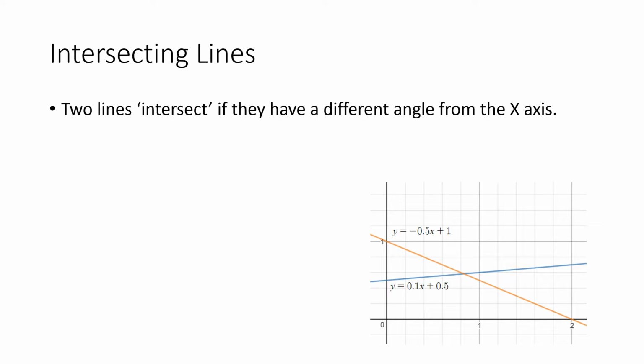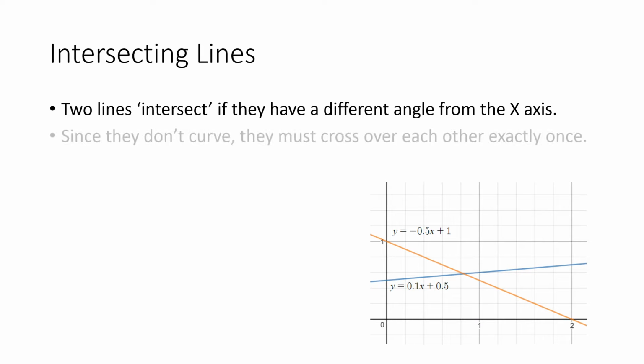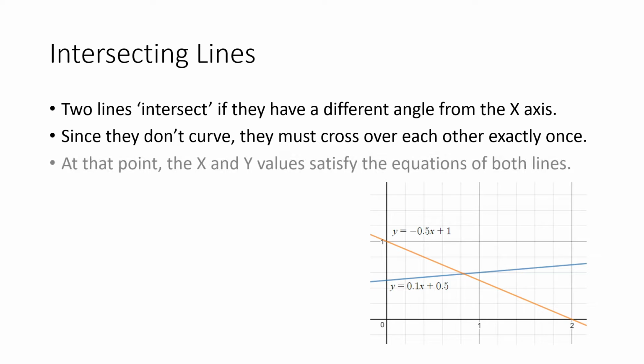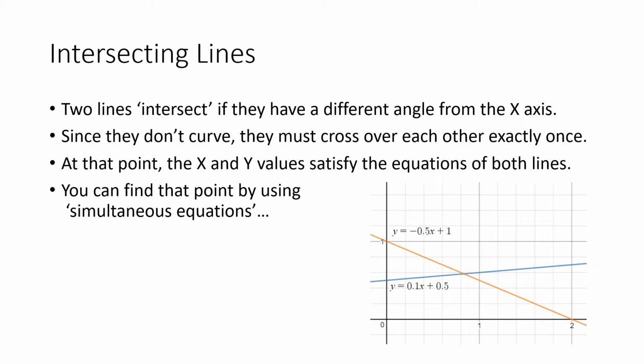Now for intersecting lines, these have a different angle from the x-axis, and because lines are infinite and they have a different angle from the x-axis, they must intersect at exactly one point. At that point, the x and y values satisfy the equations of both lines. So you've got y equals mx plus c for one and y equals mx plus c for the other, and at the point where they intersect, the y and x values satisfy both those equations. Because of that, you can do simultaneous equations to find that point, but I'm not going to do that right now. That's not the point of this video.